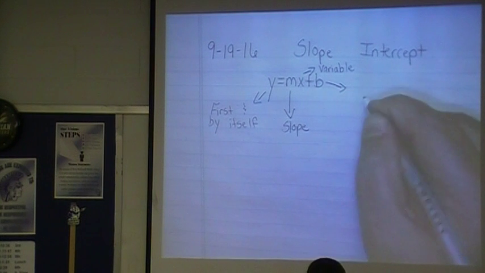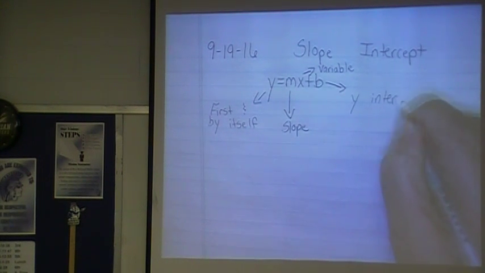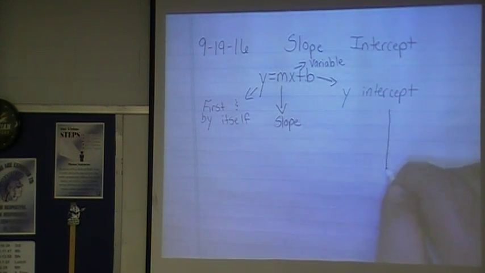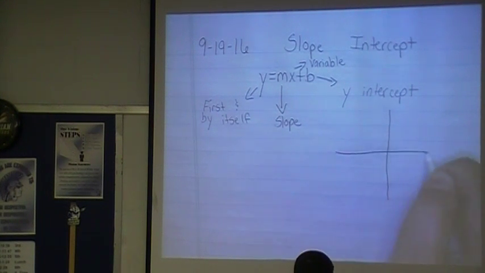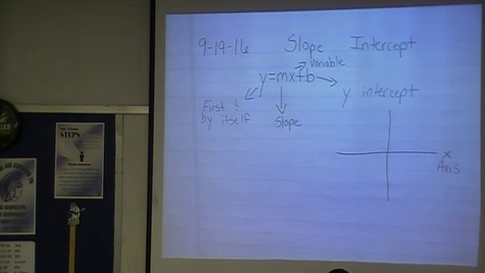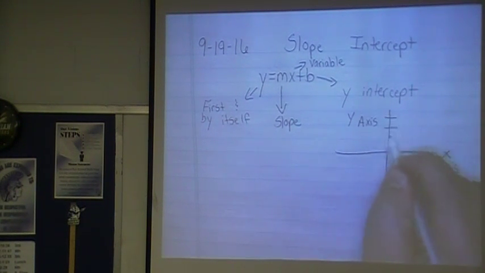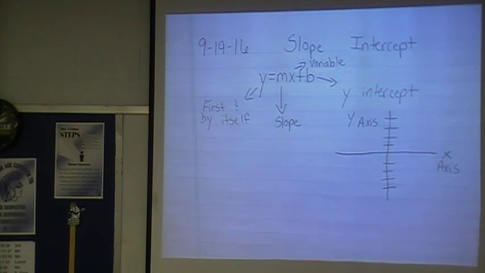The B is your y-intercept. What the heck is the y-intercept? Well, you remember we drew a graph a couple weeks ago. We said it's got an x-axis and it's got a y-axis. Well, the y-intercept tells you where that line touches that y-axis. Okay? So every letter up there has a job to do.